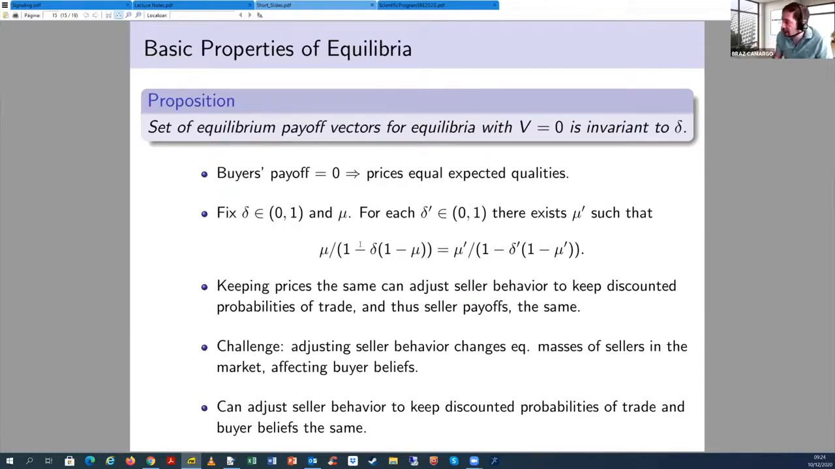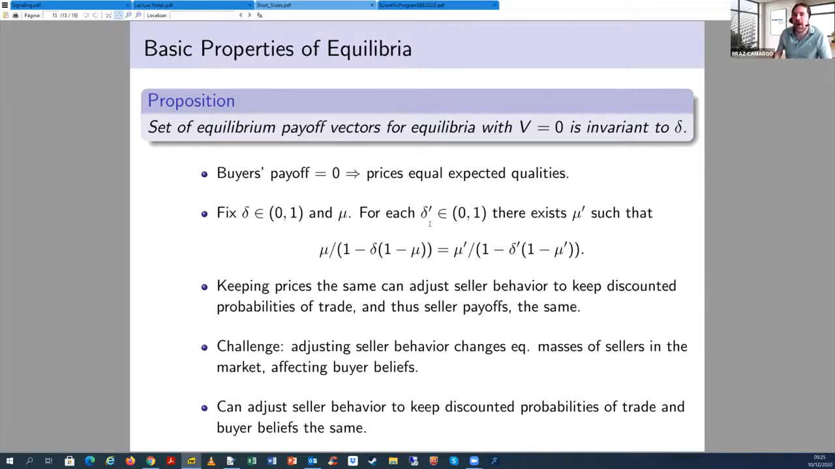So this means that if I keep prices the same, I can adjust seller behavior when I go from discount factor delta to discount factor delta prime so that I keep the discounted probabilities of trade the same, and thus seller payoffs the same. Now, what's the challenge here? The challenge is that by adjusting seller behavior, I'm changing the equilibrium masses of sellers that are in the market at each point in time.